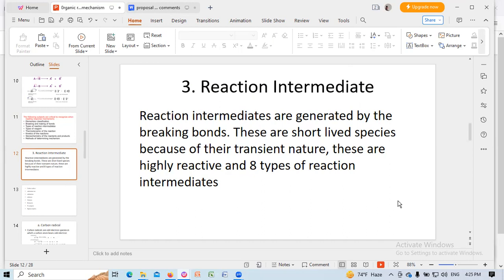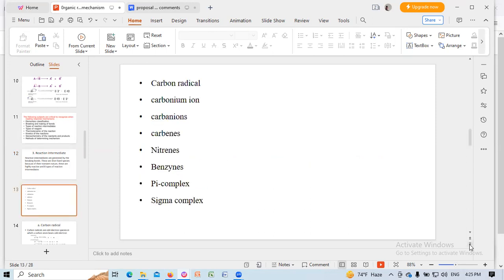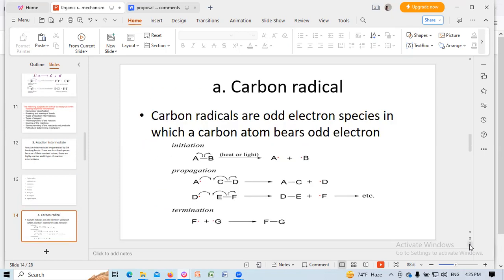Reaction intermediates are generated by the breaking of bonds, which are short-lived because of their transient nature and high reactivity. They are discussed in the following topics: carbon radical, carbonium ion, carbanions, carbenes, nitrenes, benzyne, pi complex, sigma complex.